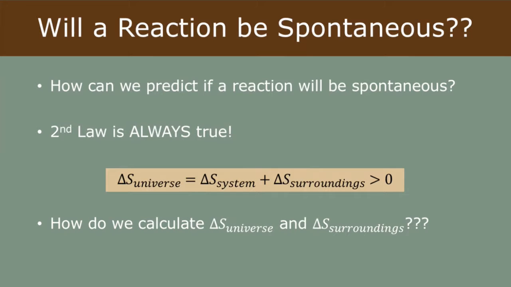Our law again is that the change in entropy of the universe equals the change in entropy of the system plus the change in entropy of the surroundings, and that has to be greater than 0. But we know how to calculate the change in entropy of the system that we did last class with Hess's law and the standard entropy tables. But how are we going to calculate the change in entropy of the universe, the whole universe? Like, how is that even possible? And how are we going to calculate the entropy change of the surroundings?